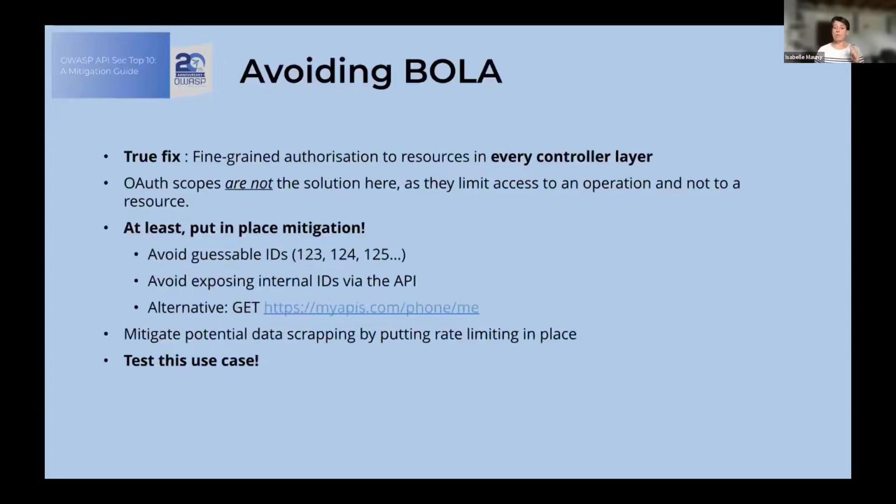Right. So the other thing is a lot of confusion there about the fact that I can use OAuth scopes for that, which are really about an operation and not a resource. This is access to that specific 123 or 345 resource, the resource identified by that ID, right? So that's the true fix. And sometimes, after the fact, putting in place all those controls is really difficult. So the thing that makes BOLA number one is two things. A, that we tend to use guessable IDs, like 123, 124, 125, right?